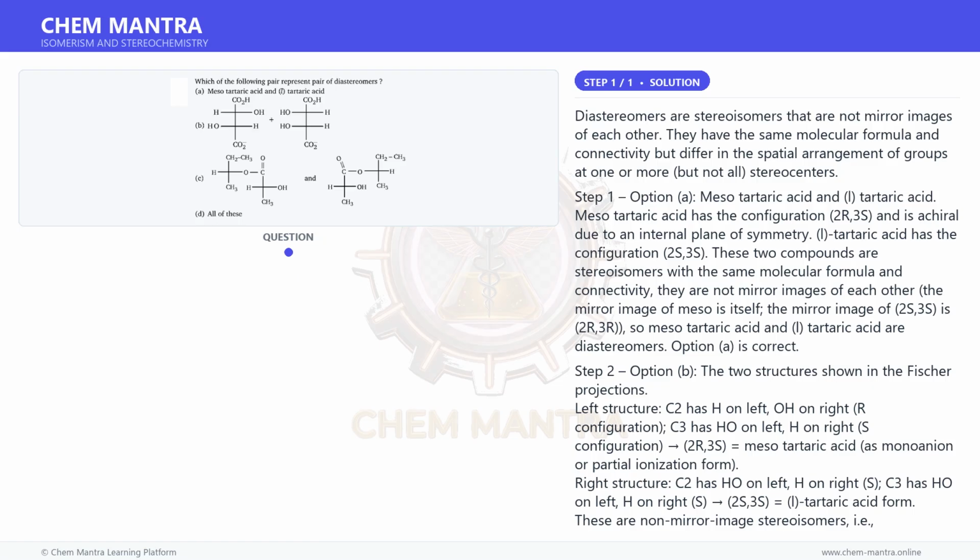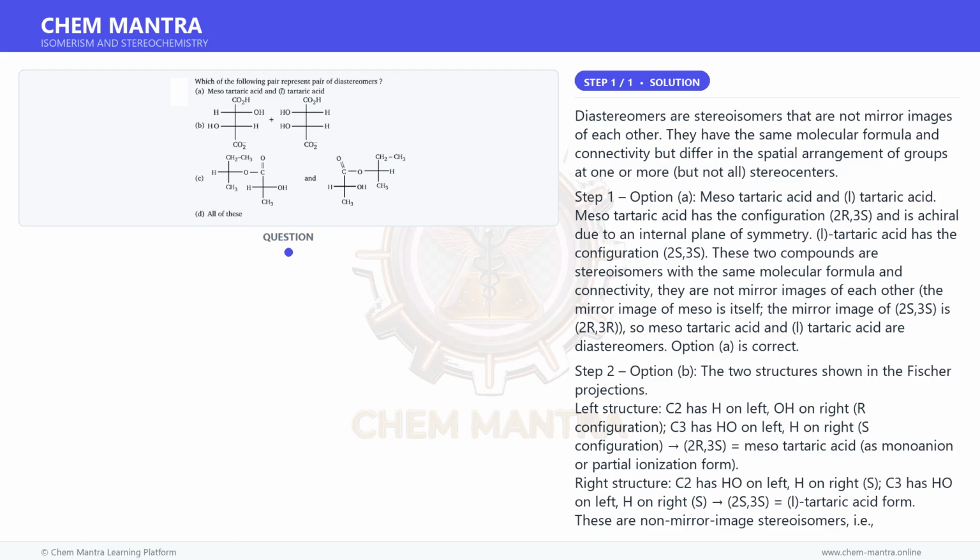Step 3, option C: the two ester structures shown. Both structures represent an ester of lactic acid, 2-hydroxypropanoic acid, with a chiral alcohol, sec-butanol or equivalent, or more precisely an ester where both the acid portion and alcohol portion each have one stereocenter.